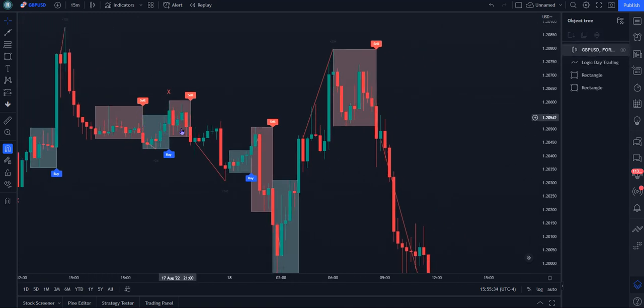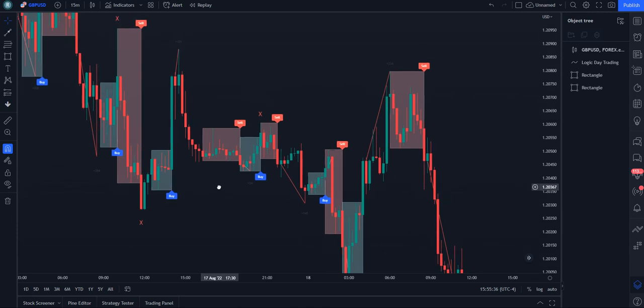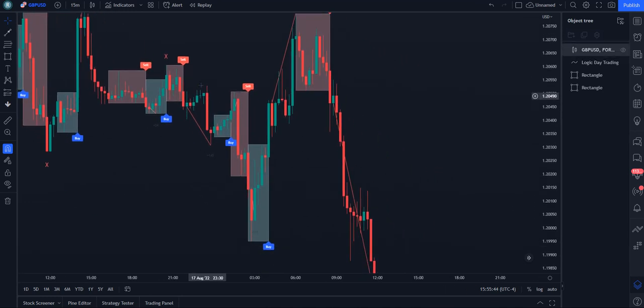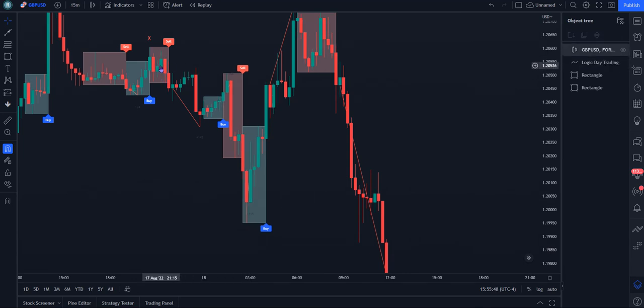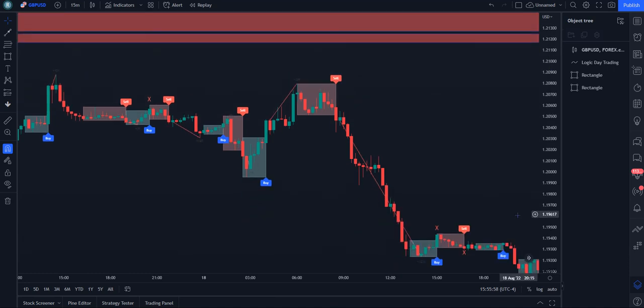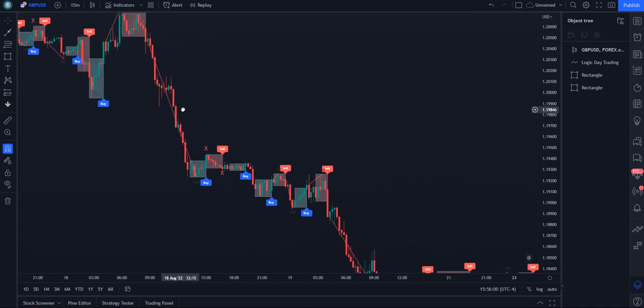Little messy here. You probably want to filter out some of these signals just because it's mostly consolidating. But again, same thing repeats. Supply breaks below, outside of the box, just reaches into it, falls again, and just repeats.